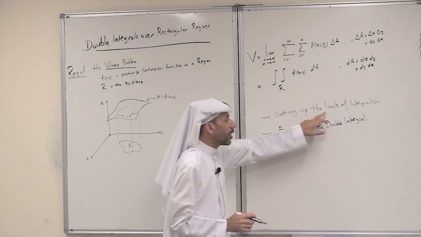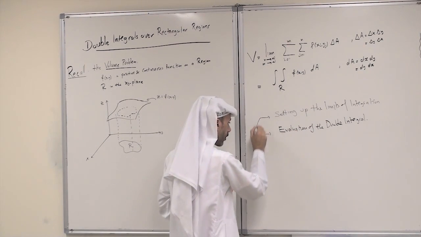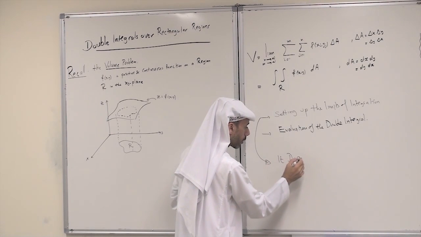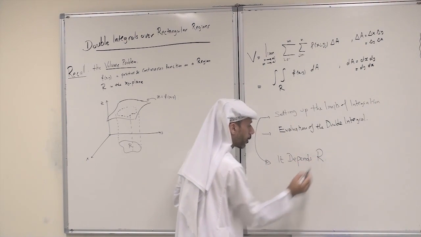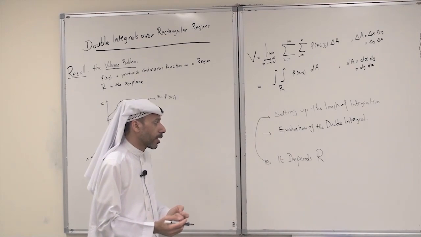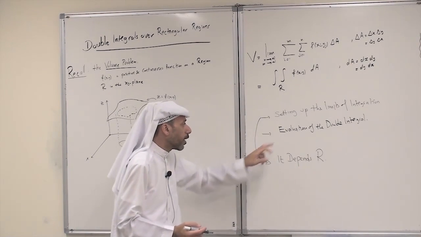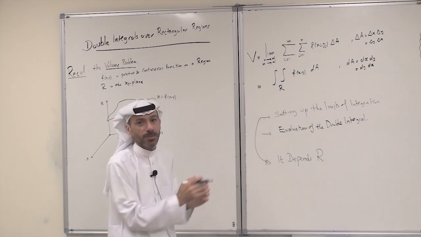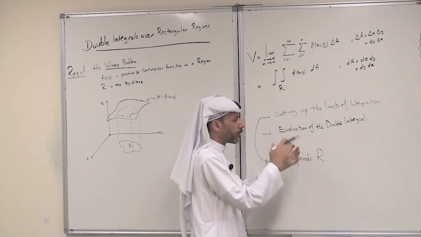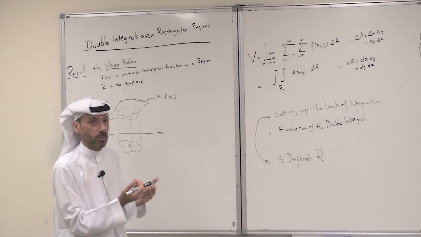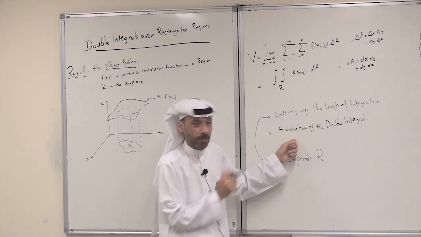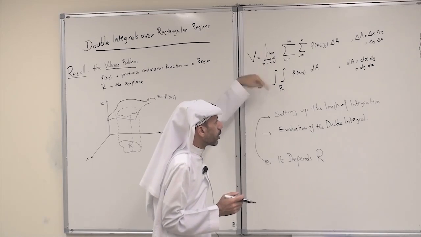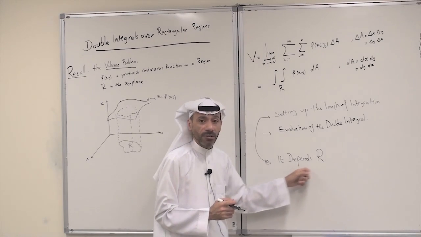In fact, for setting up the limits of integration, the answer depends on R. It depends on the region R. We'll see what we mean by this very soon. For the evaluation of the double integral, we'll see by examples that the procedure is very simple. It is a matter of the usual integration of calculus 2. And it will be clear by an example that we will give very soon. So really the main question is about setting up the limits of integration, and the answer depends on R.